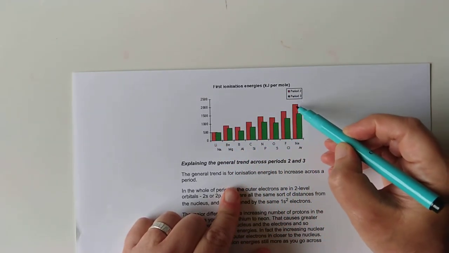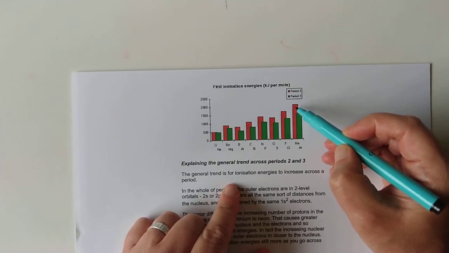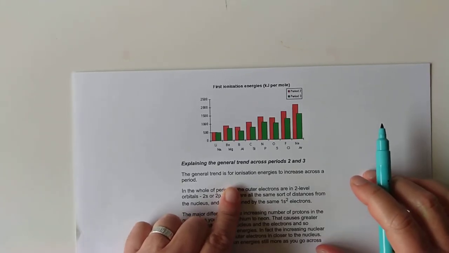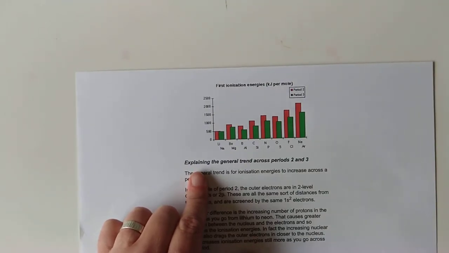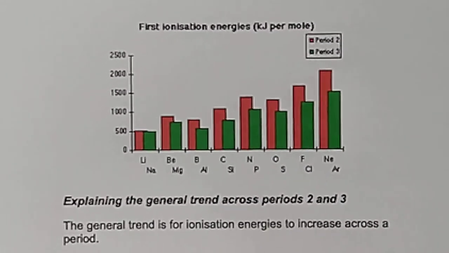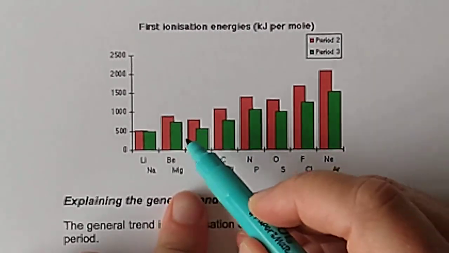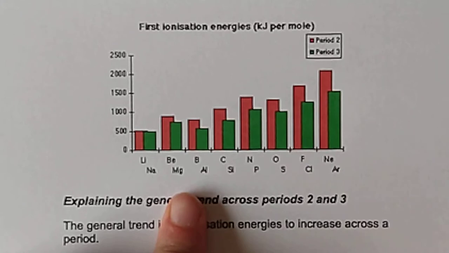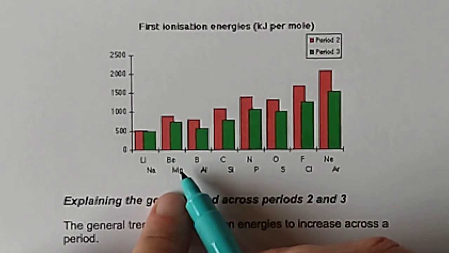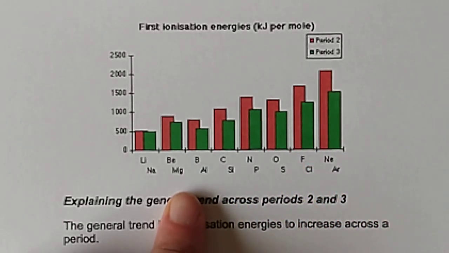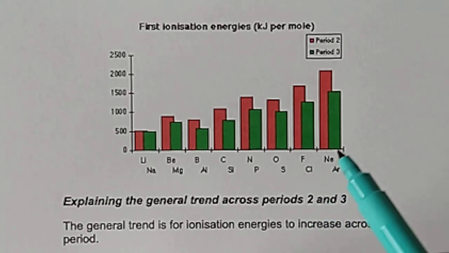Now, in red, we've got the second period, from lithium across to neon. And in the third period, in green, we've got sodium across to argon. If we zoom in a fraction here, you can see the point they make is that you get the same dips. There's the dip from beryllium to boron, and the same dip from nitrogen to oxygen that we talked about. And you get precisely the same dip in the next period along, from magnesium to aluminium, and also from phosphorus to sulfur.